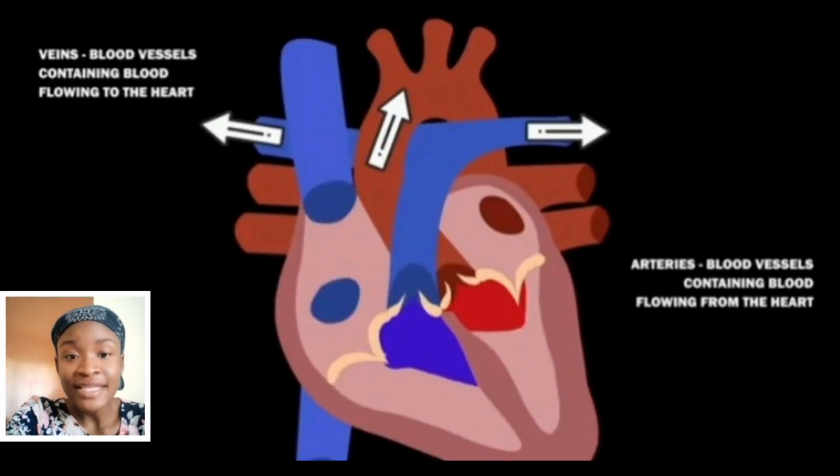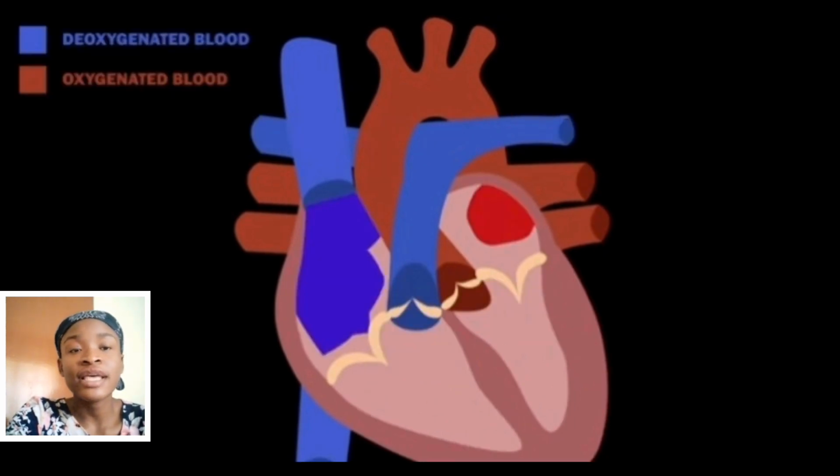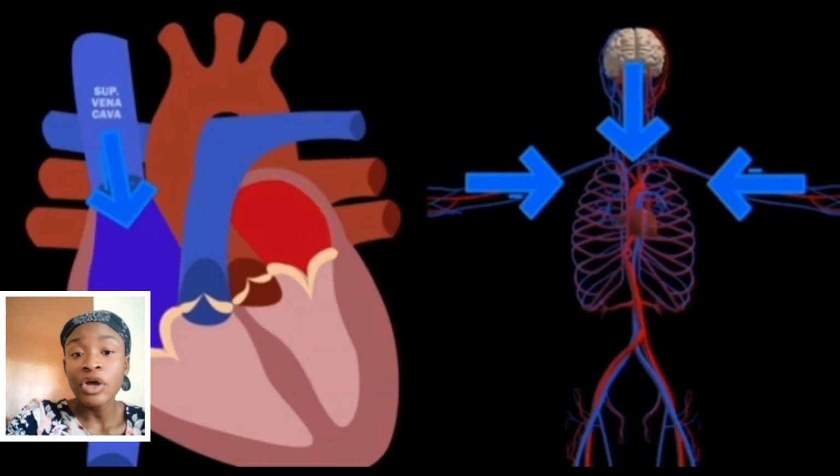One of the most important things that we really need to understand is that the blood travels in blood vessels, the veins and the arteries. The veins contain blood that flows to the heart, and the artery contains blood that flows away from the heart. In the next slide, you can see the blue vessels, and then we've also got the red vessels. The blue vessels contain deoxygenated blood, and the red blood vessels contain oxygenated blood.